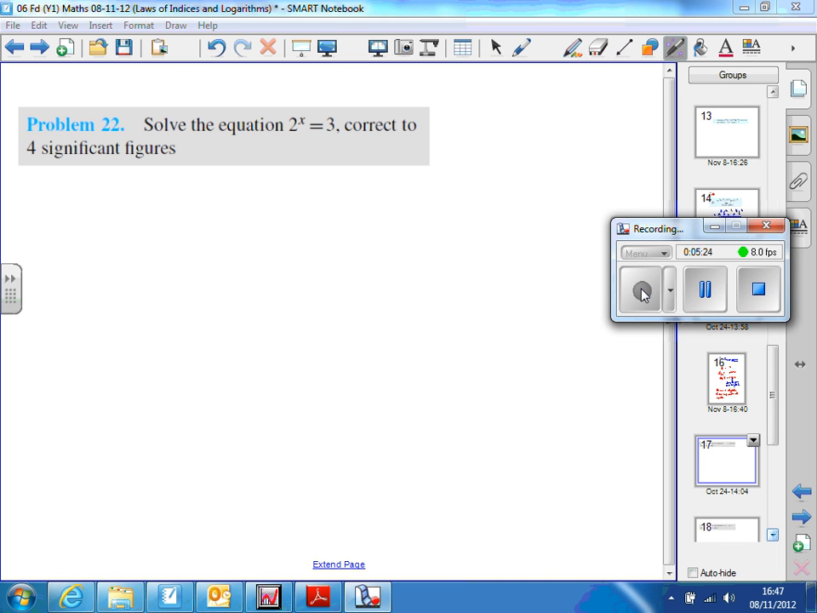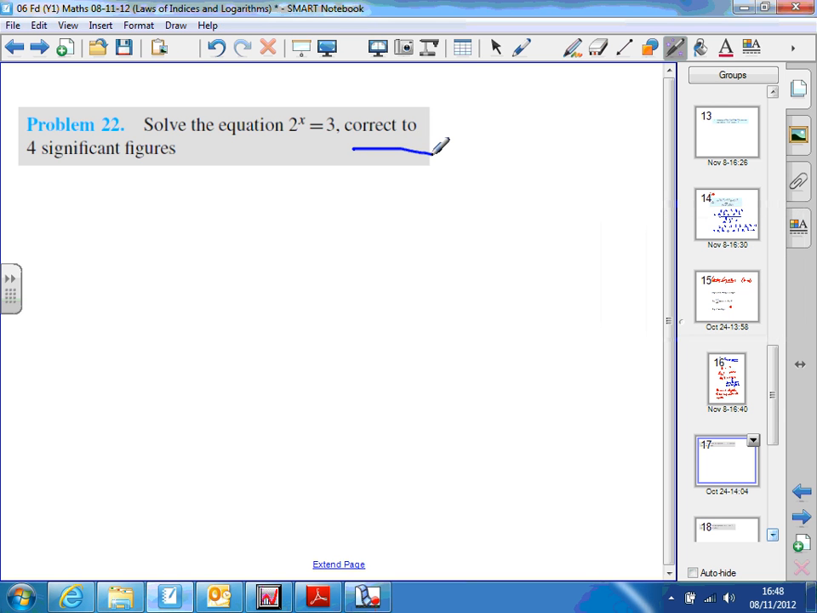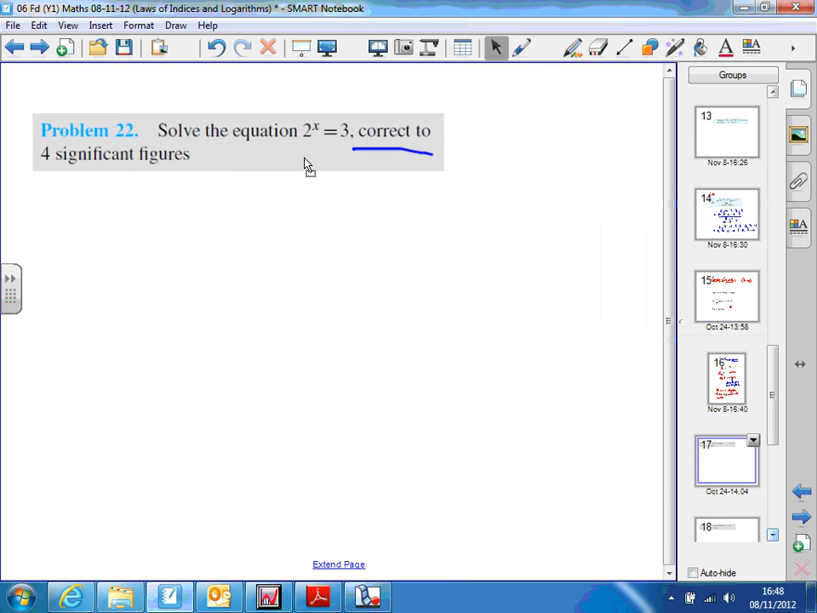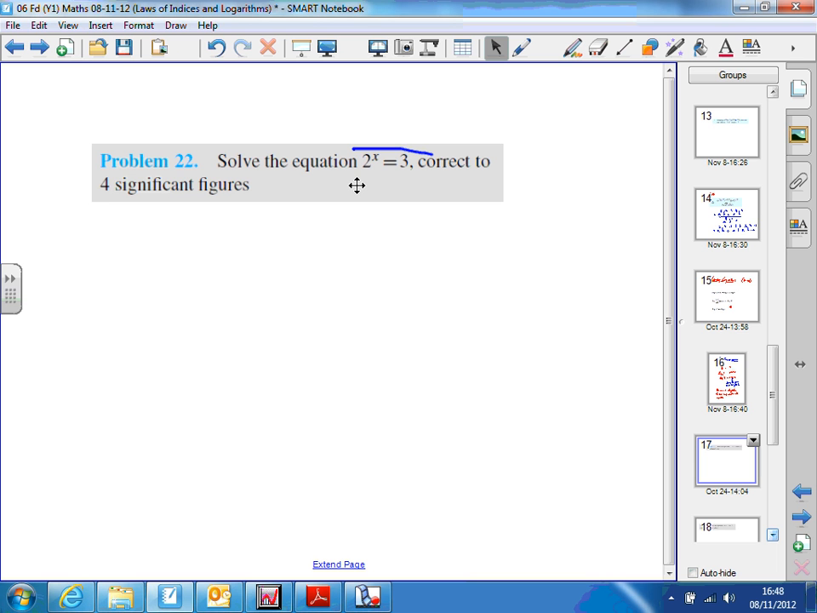There's a problem. And again, as we looked at one earlier, you don't need to write this down if you don't want to, because it's in the textbook, in that chapter I just highlighted for you on logarithms. Solve this equation, correct to four significant figures: 2 to the power x equals 3.